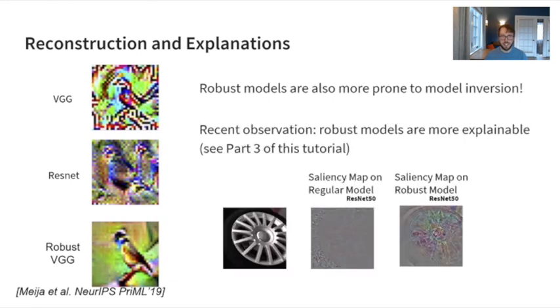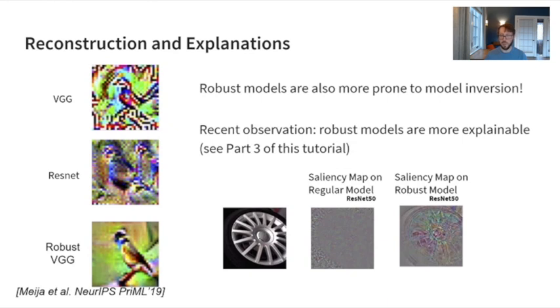Right? I think that this is pretty interesting in light of the fact that others independently of this work by Mejia et al. have observed that robust models are also more explainable with gradient-based techniques. Klaus will talk about that in more detail later in the tutorial. But just to give you an idea, the three pictures on the bottom here are a car tire and two saliency map explanations taken from a regular model and an adversarially trained model. And clearly the adversarially trained model gives you a much clearer explanation. And I think the question here is, are robust models more prone to model inversion because they're robust, or does it really have to do with the fact that they're also more explainable, right?